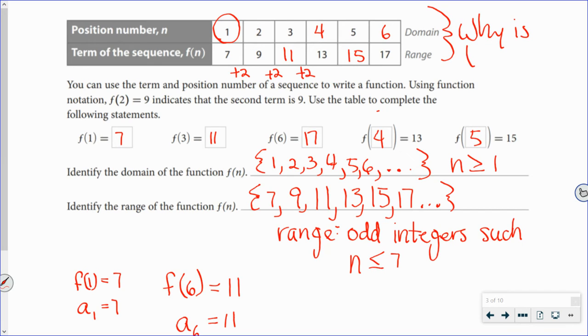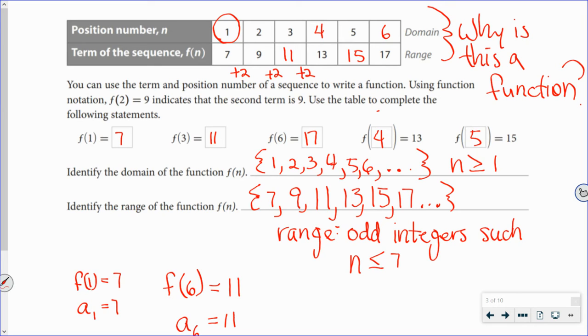Because there's not one input that has 2 outputs. Yeah, you got the right idea here. What you're saying is each position number in my sequence has a unique number in the sequence. There are no repeats in the domain. I really should have said domain there. We have nothing repeating there.